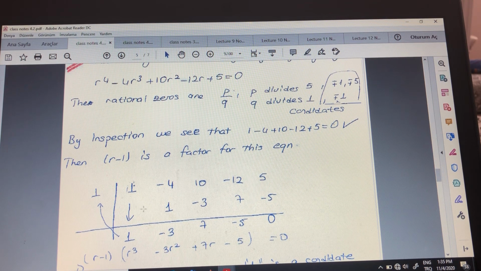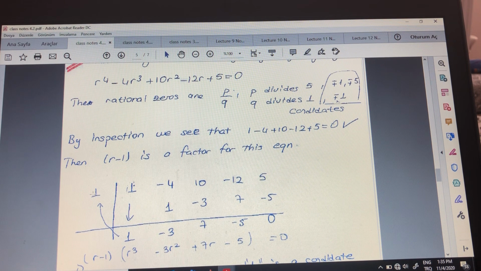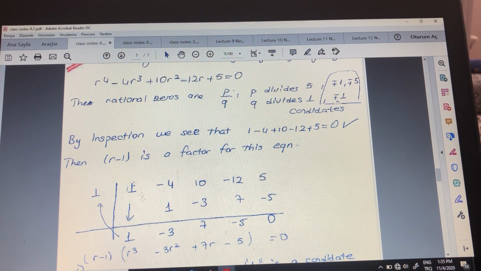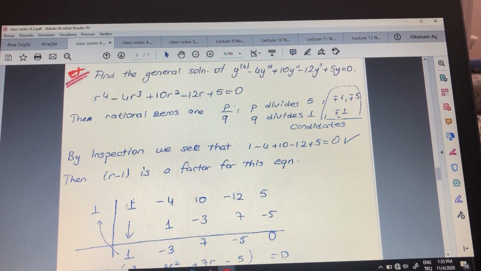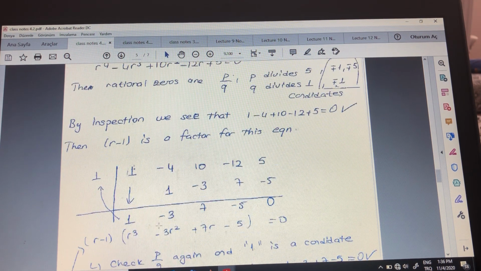So to be able to find the remaining third order polynomial, I will use synthetic division. Now I put my 1 in here, the root that I found according to the p over q. And now I just move the first coefficient in here. These are the coefficients: 1, negative 4, 10, negative 12, 5. I move the 1 down. I multiply by 1. 1 times 1, 1. I put it in here. See? I add them, negative 3.